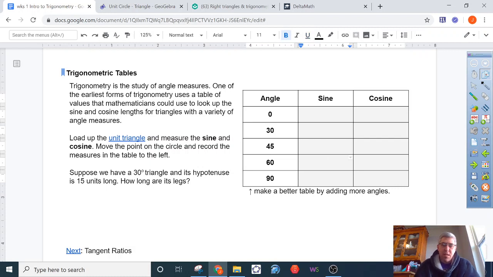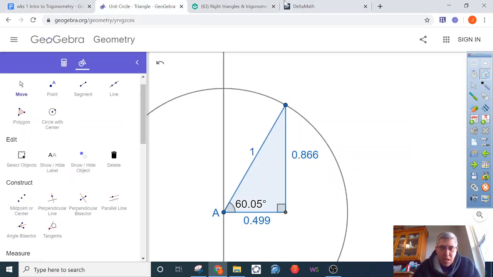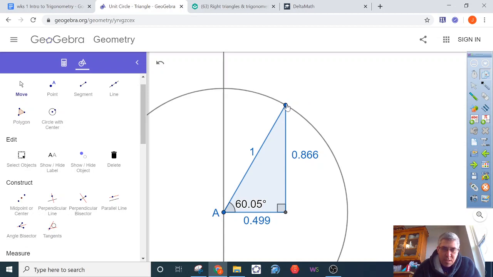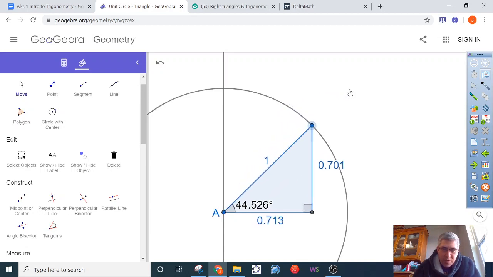So in our worksheet, the sine at 60 degrees was 0.866, and the cosine at 60 degrees was 0.5. Okay, there we go. I'll come back to our unit circle, and the next one we want is the 45-degree angle. So I'm going to take this value here and drop it down to as close to 45 as we can get. That's pretty close. So this is within 0.027 units. And notice that the sine and the cosine are the same, 0.707, 0.707.